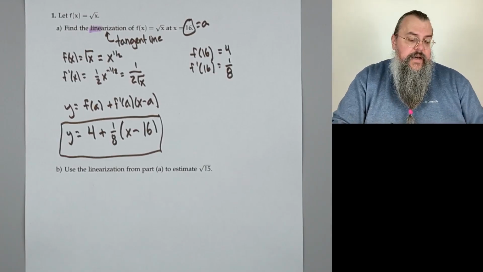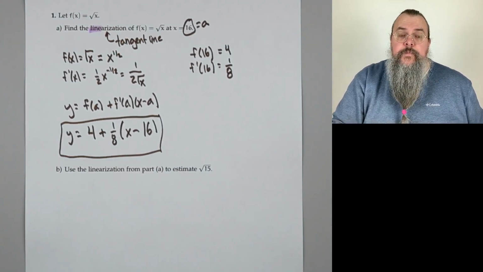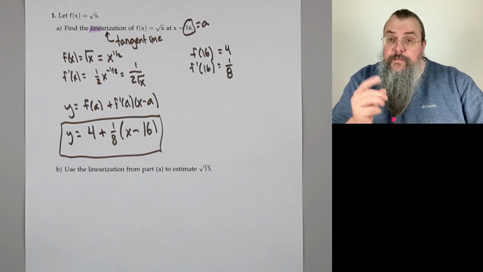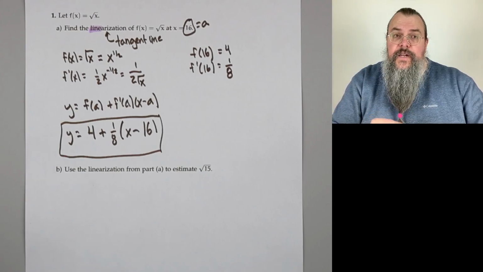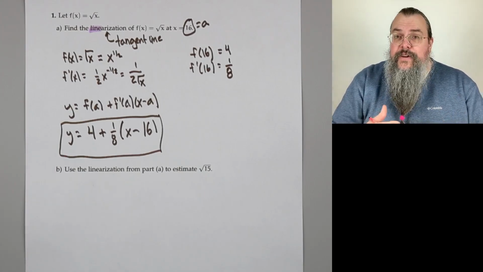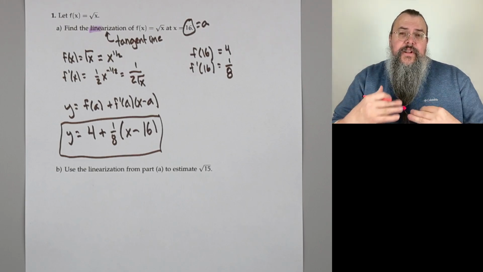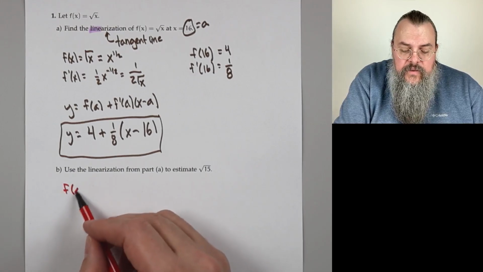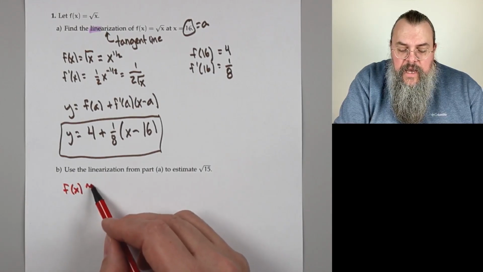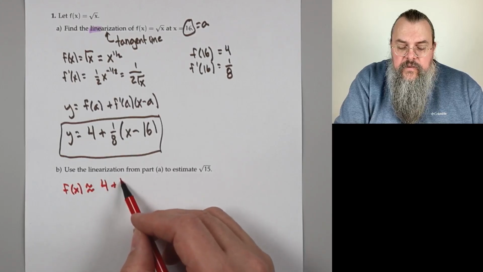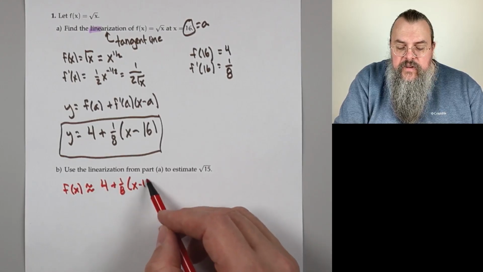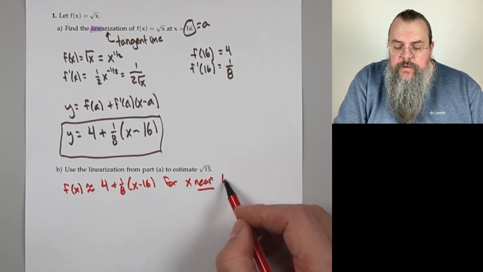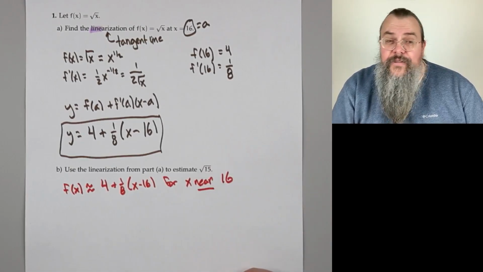See, that wasn't so bad. It's not scary at all. On to part B. Use the linearization from part A to estimate square root of 15. So what's the punchline here? Going back to what is the linearization? Well, the linearization is approximately the function. So we can say, hey, the function f of x behaves like 4 plus 1/8 times x minus 16 for x near 16. Now we can say 15, sure, that's near 16, why not?